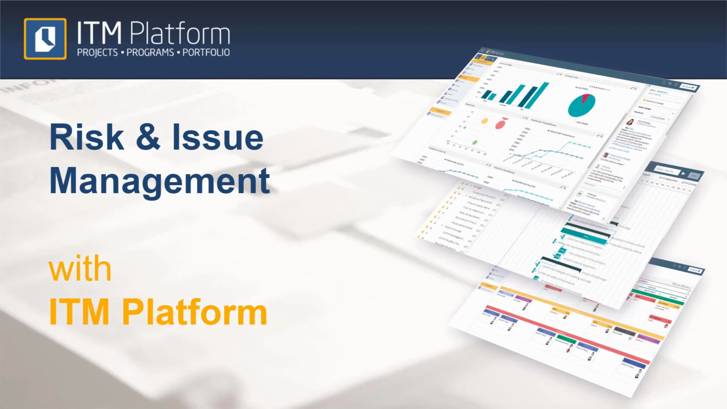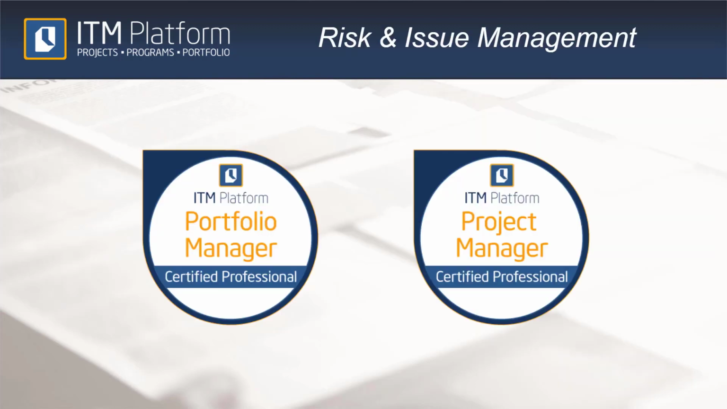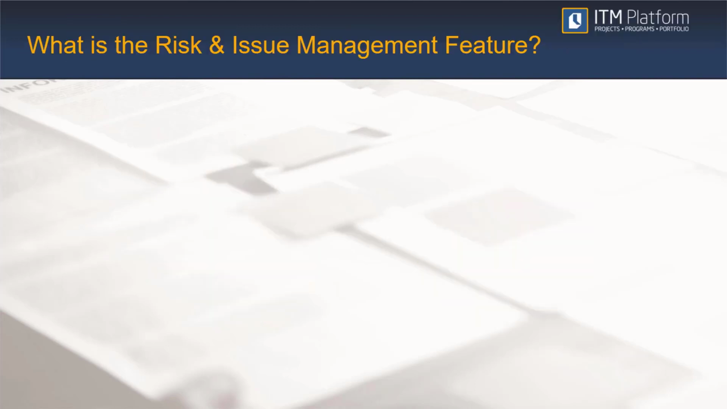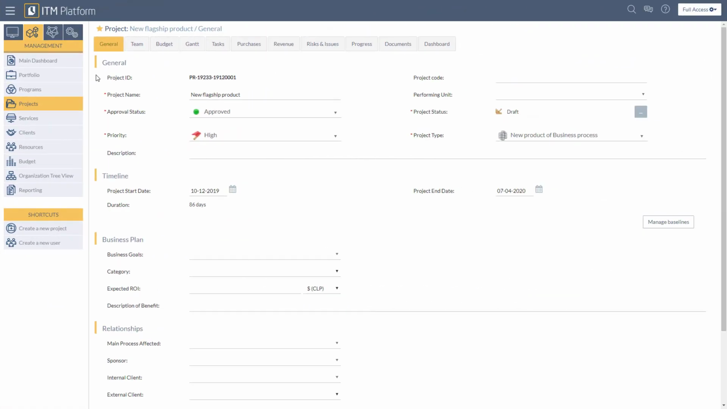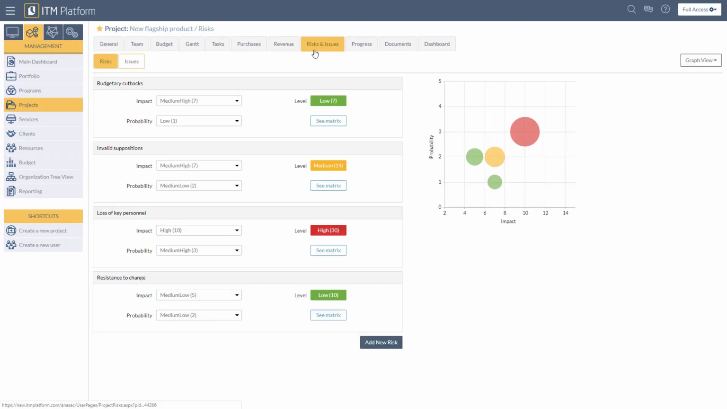This video is applicable to portfolio managers and project managers. In this video, we will explain how to use the Risk and Issue Management feature. This function allows companies to identify, manage, and control risks and issues, such as bugs, problems, or change requests. To access this feature, click on the Risk and Issues tab within a project.